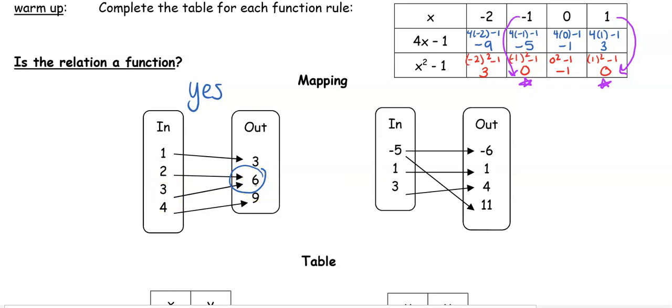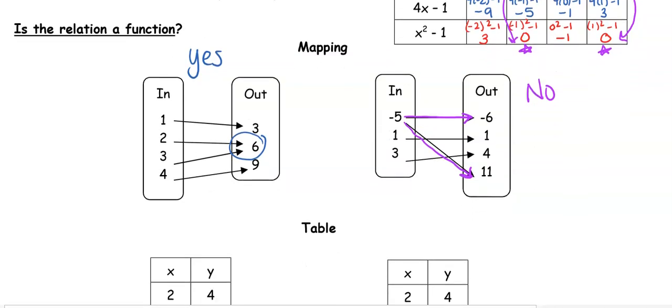Where things start not functioning correctly is when I look at the next one. One time I put a negative 5 in and I got a negative 6. The next time I put a negative 5 in, I got an 11. That tells me that this is not a function. It's not functioning properly. Every time you put a value in, you should get the same value out every single time.